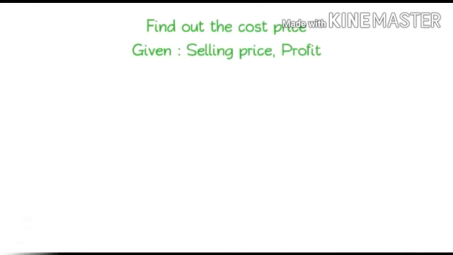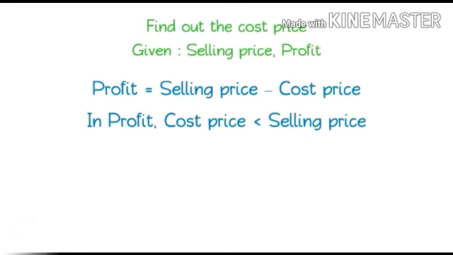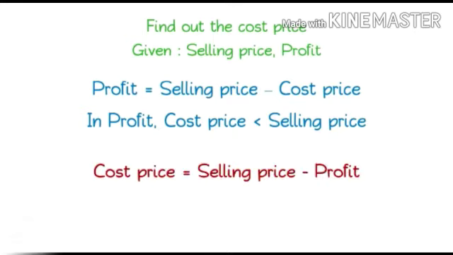How will you find the cost price when selling price and profit are given? Profit is equal to selling price minus cost price. If there is a profit, cost price is less than selling price. Therefore, cost price is equal to selling price minus profit.